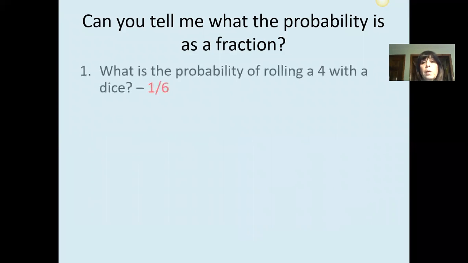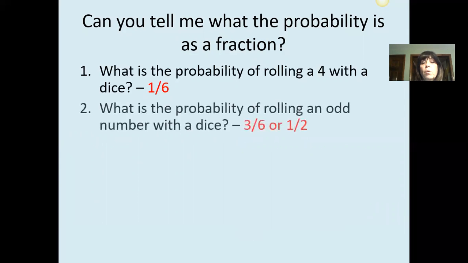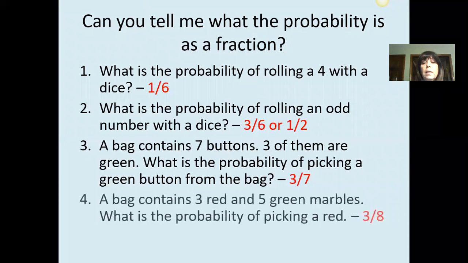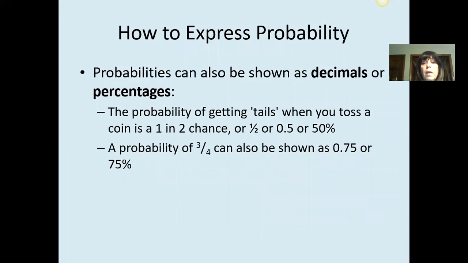So again, to reiterate, the probability of rolling a 4 was 1/6. The probability of rolling an odd number was 3 out of 6, or a half. The bag containing the marbles, 3 out of 7. And then the bag containing the red and green marbles, 3 out of 8.